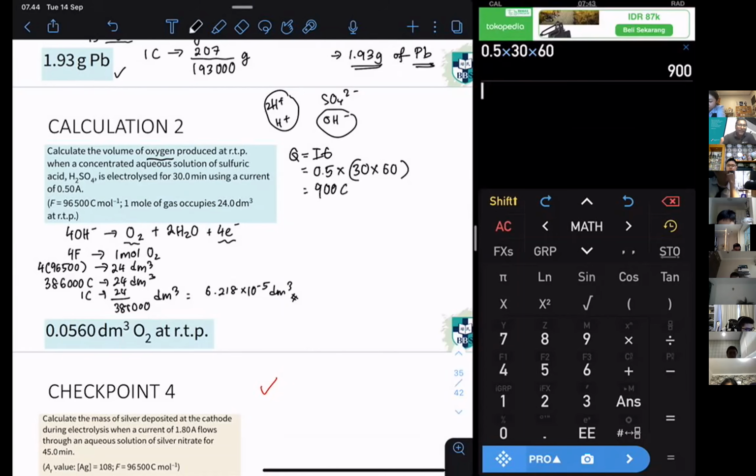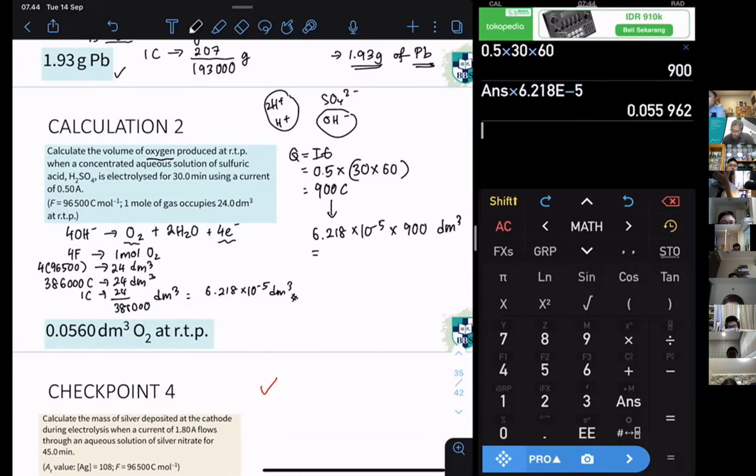So I am providing 900 coulombs. For 1 coulomb is that much. So what I need to do, 900 coulombs is going to be 6.218 times 10 negative 5. I need to times by 900. 1 coulomb is this amount of dm cube, so now I'll be able to get what that is. So 900 times 6.218 times 10 negative 5, and I will get 0.056 dm cube. We want 3 significant figures, so you just put 0.0560. Even 0.056 is also okay.